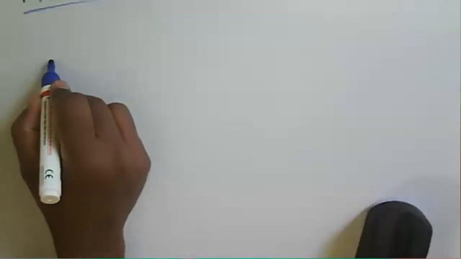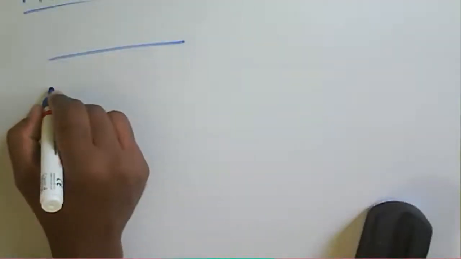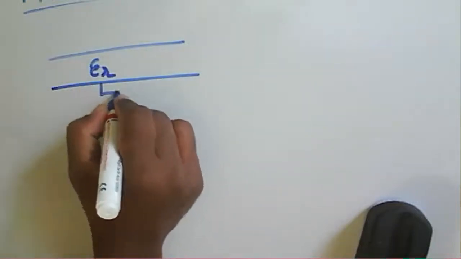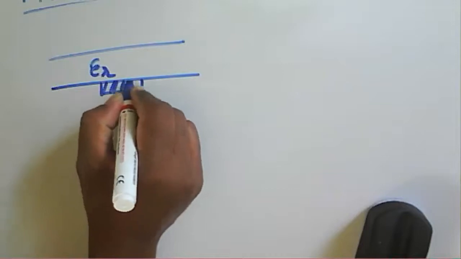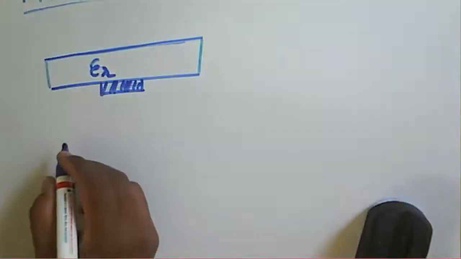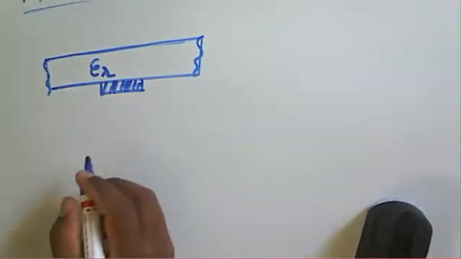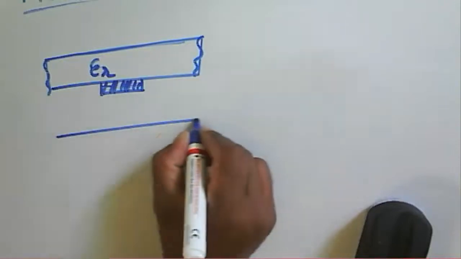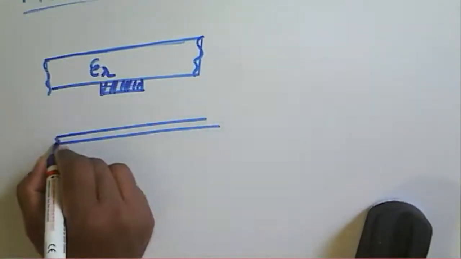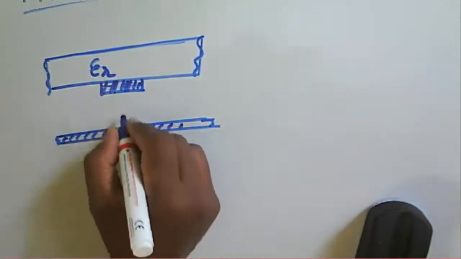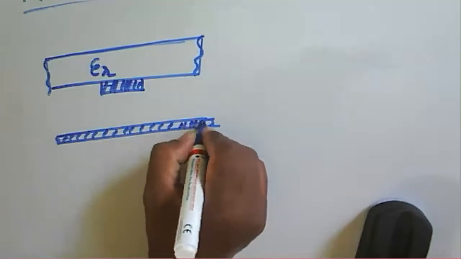Here, this is epsilon r, that is the substrate. On the substrate this is a metallic strip. Then there is another epsilon r, and in between is the conductor, and this is the ground plane. There are two planes, but in between them there will be air.